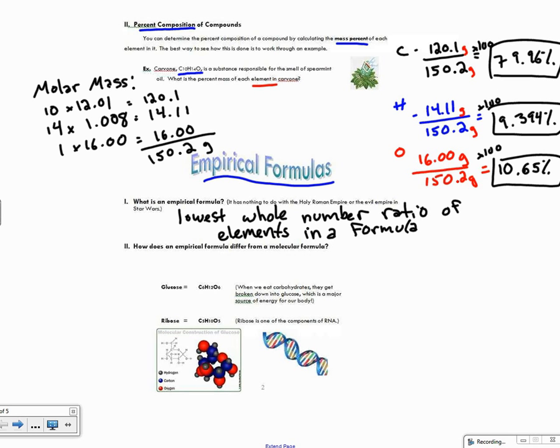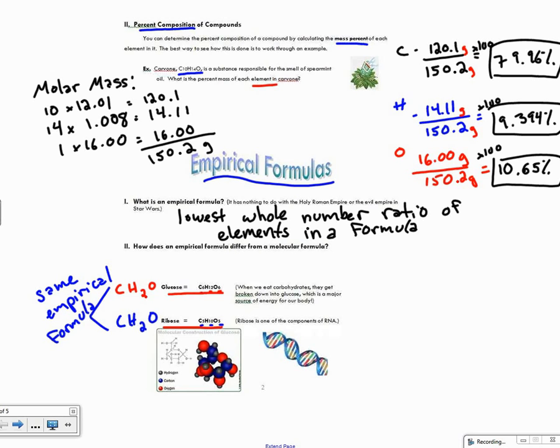Well, I've given you two examples down here at the bottom, glucose and ribose. And you can see I've supplied the formula. If you'll notice, both of these formulas can be reduced. And so what I'm looking at with glucose is I see a 6, a 12, and a 6. Well, those can all be reduced by a common factor to CH2O. And if I look down at ribose, the same thing happens. 5, 10, and 5 goes down to 1 carbon, 2 hydrogens, and 1 oxygen. So we would say that glucose and ribose have the same empirical formula, meaning they have the same ratio of elements in their formulas.